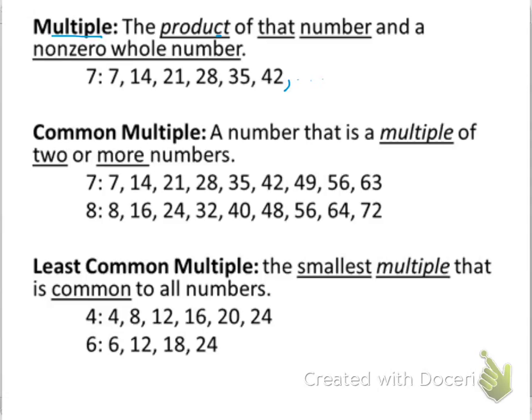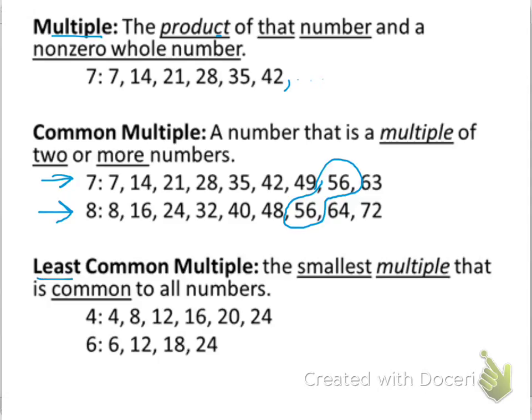A common multiple is a number that is a multiple of two or more numbers. So here I have our multiples of 7, and here are the multiples of 8. Let's see if we can find any that they have in common. It might be hard to find, but if you go through the list, eventually you'll see that they both have 56 in common. So a common multiple between the numbers 7 and 8 is 56.